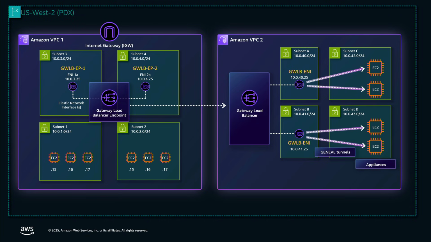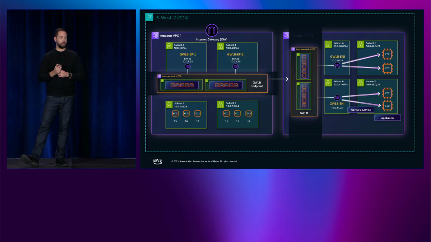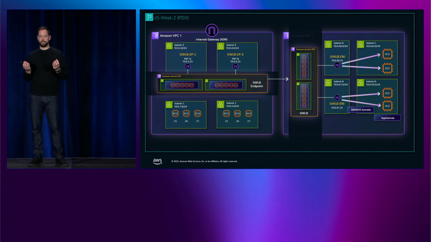Now, one of the key callouts here with this architecture is we still have Hyperplane. It's for the gateway load balancer endpoint, but also the gateway load balancer as well. So you're actually going through 2 Hyperplane fleets to achieve this gateway load balancer architecture. And Jamie's going to dive into what those architectures actually look like in practice.